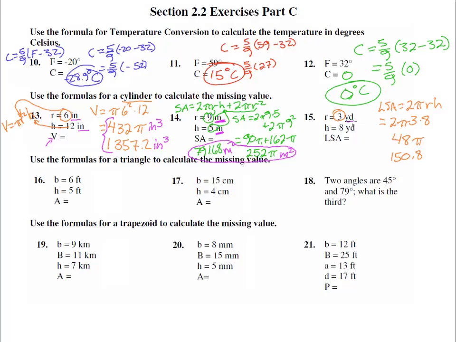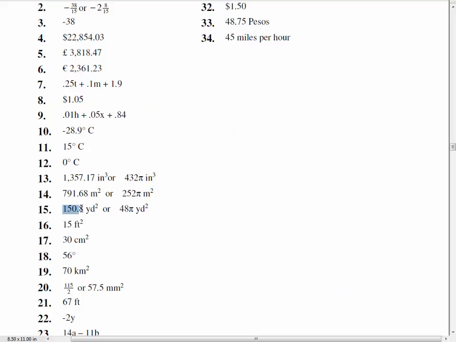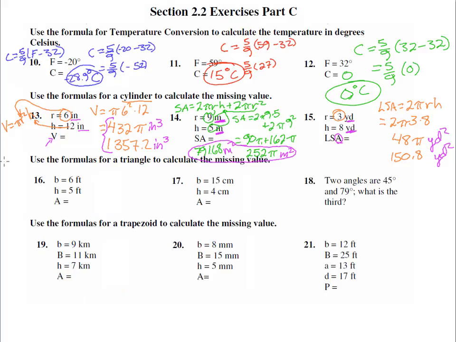We were given these lengths in yards, but we're looking for an area, which is second dimension, so yards squared. Notice we can plug the numbers in here and then make sure we have the units by looking back. So let's double check our answer. And we get, yes, 150.8 yards squared, or you can leave it in the exact non-decimal representation of 48 pi yards squared. Great.